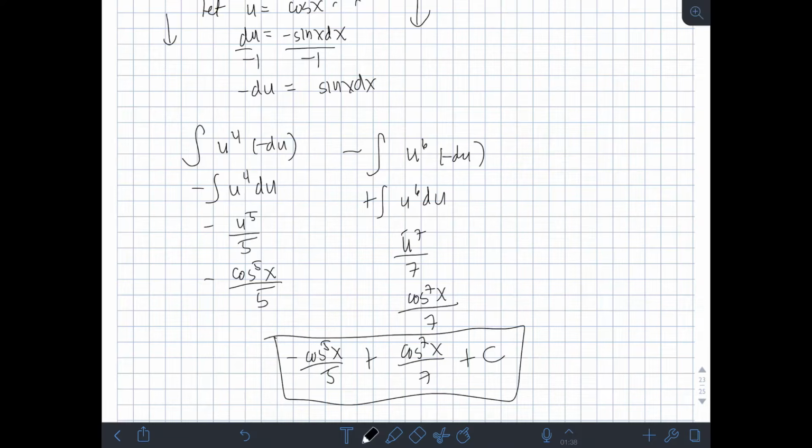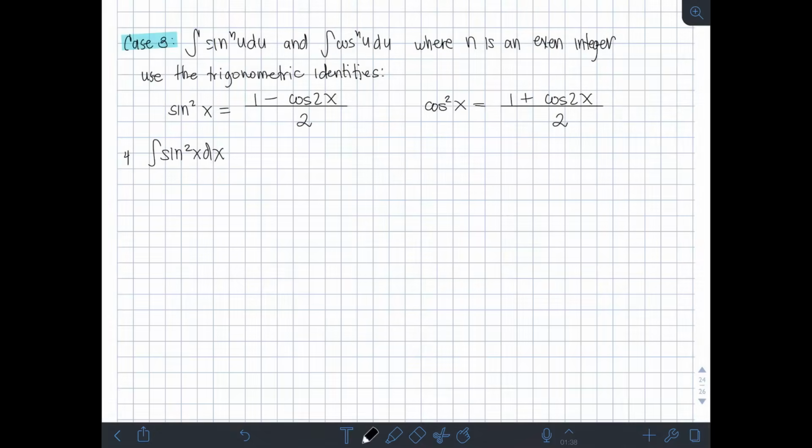So, therefore, this is the final answer. Okay? So, for the next case, case 3, we have integral of sin raised to n du and integral of cosine raised to n du where n is an even integer. So, this time, separately either integral of sin raised to n du or integral of cos raised to n du. This time, n naman is an even integer.